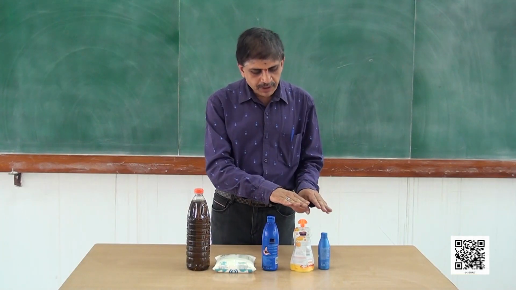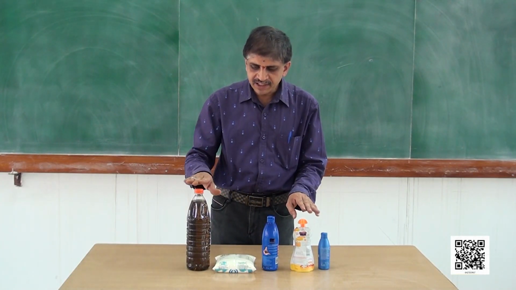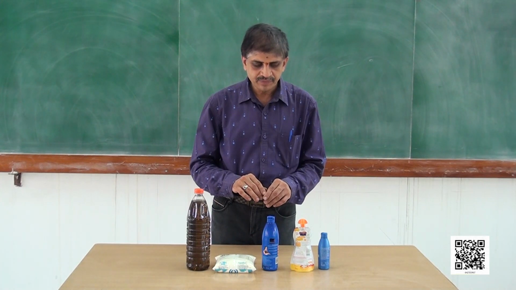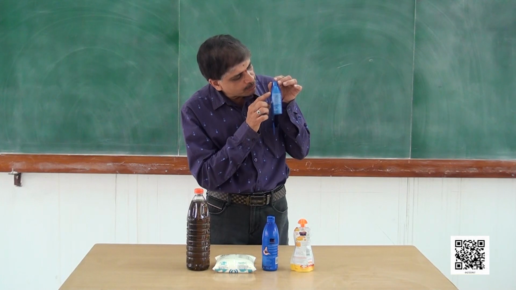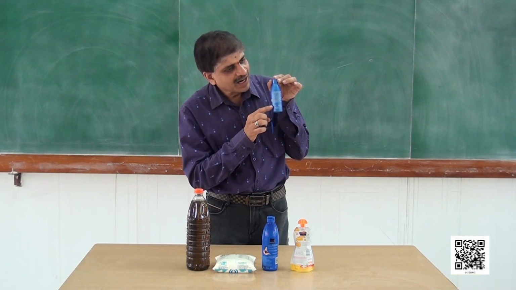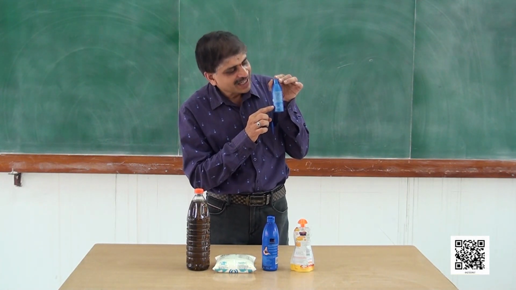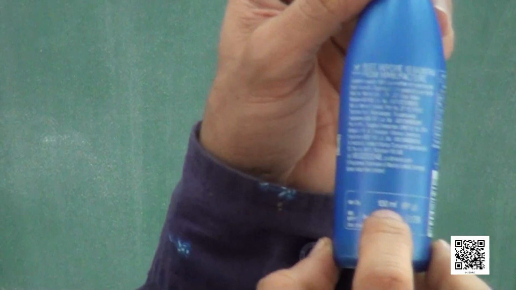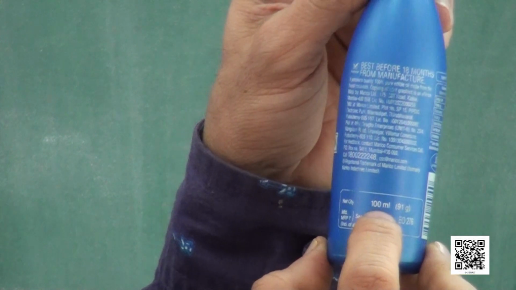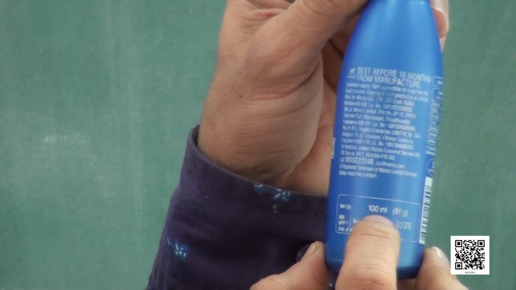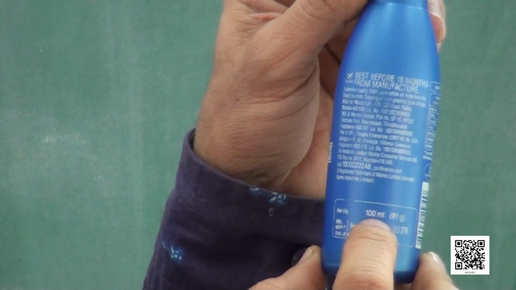Children, look at these things which you get in terms of packets and bottles. Can you please tell me volume of liquid present in these things? How much volume may be present in this? 100 milliliters? Let us check. Look at here, it is written 100 milliliters. Very good. Volume of liquid present in this bottle is 100 milliliters.